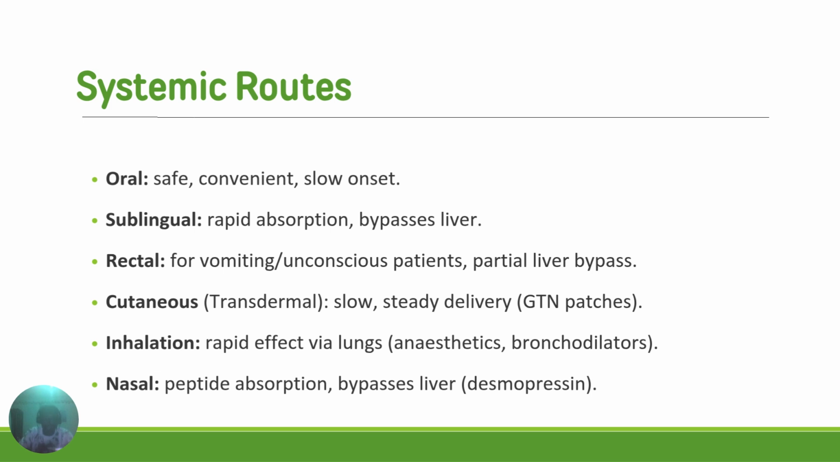Then you have rectal as one of the systemic routes. This is a route that is suitable for patients who vomit out drugs, and sometimes unconscious patients. It leads to a partial liver bypass. Then you have cutaneous, which is also known as transdermal. It's very slow and steady in delivering the drug.